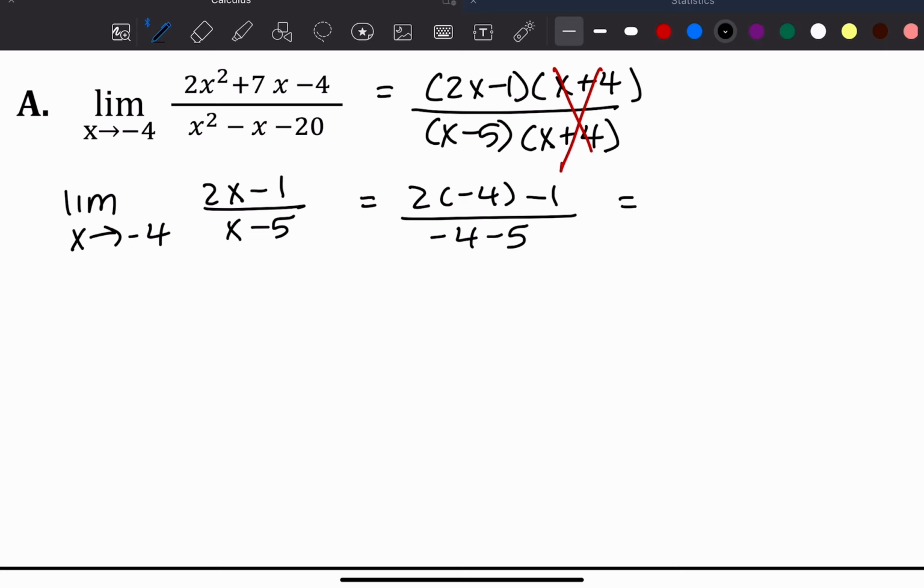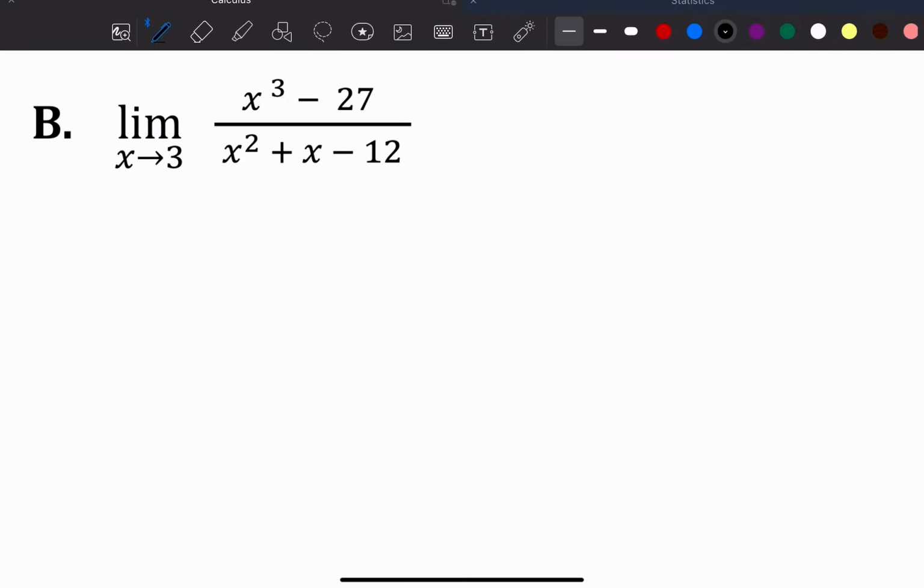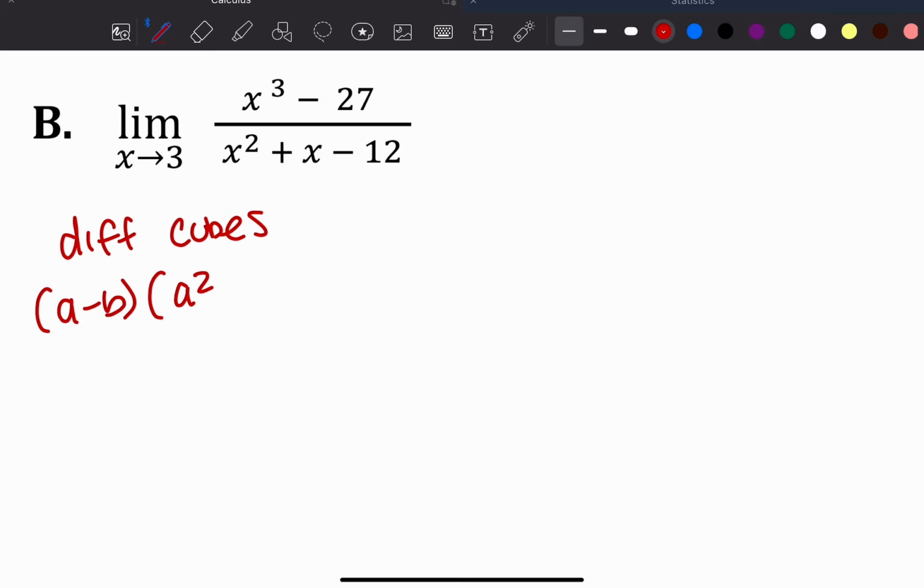Which gives me, let's see, -9 over -9, which is 1. B. In B, we have a difference of cubes. Remember in class I told you that the difference of cubes formula is a minus b times a squared plus ab plus b squared, where a and b are the cube roots of each of these values.